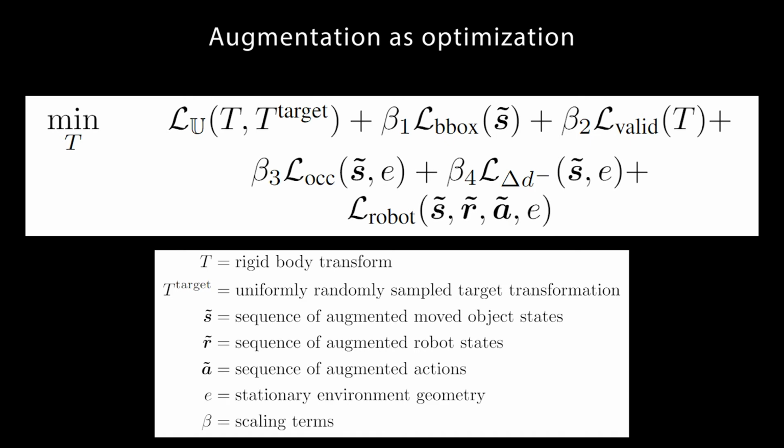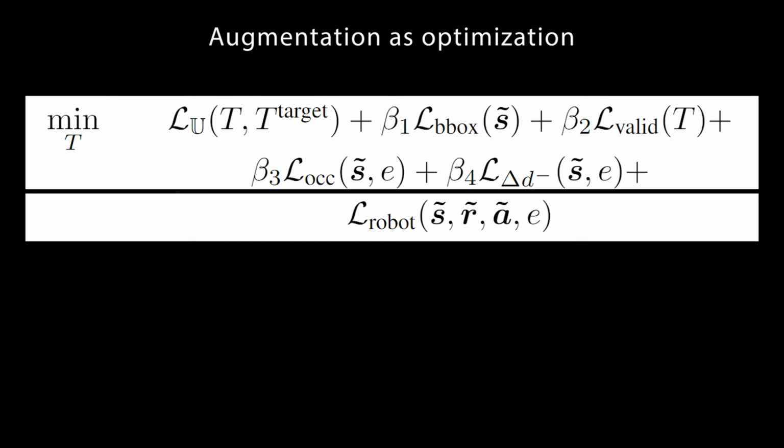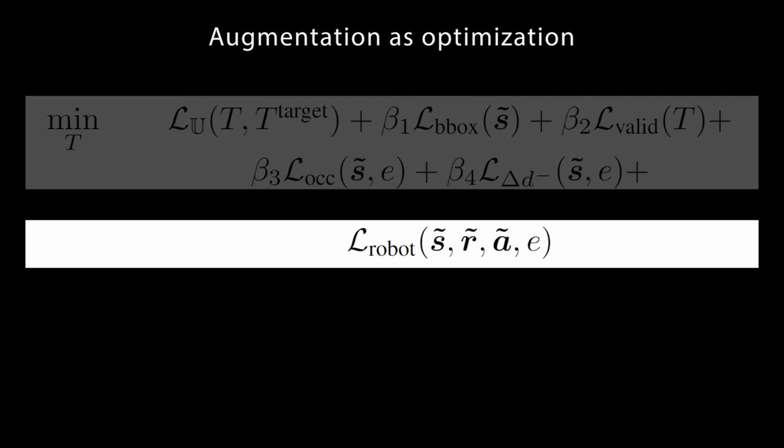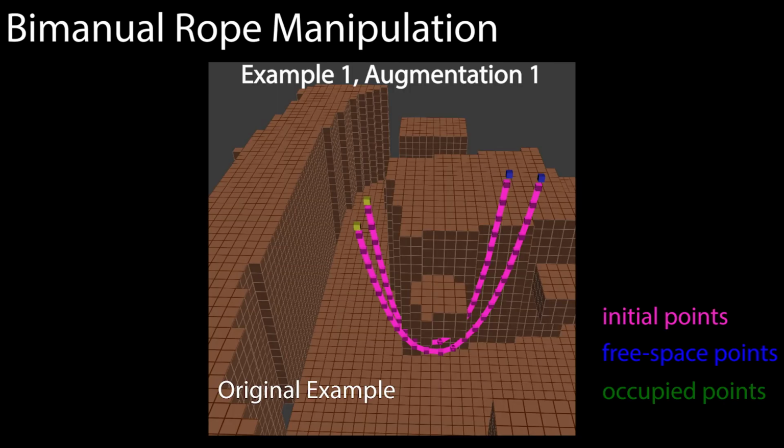We solve the optimization problem by splitting it into 2 parts. In part 1, we optimize the validity, relevance, and diversity for the moved object state. In part 2, we optimize the validity of the robot state. Here we show animations of the augmentation optimization procedure. This is the original example. In this example, we are augmenting trajectories of rope of length 2.